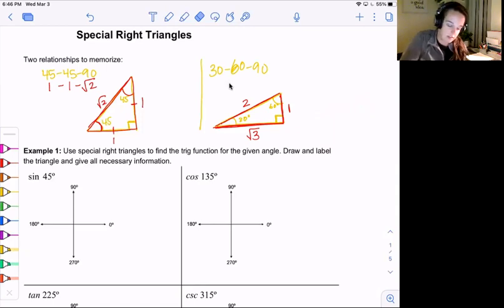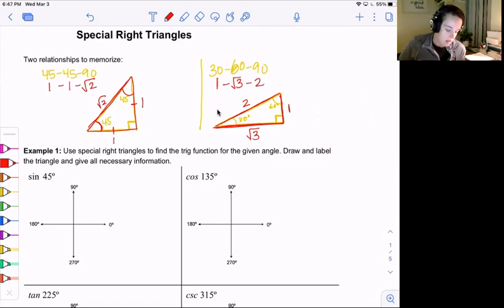Right, so our 30 degrees is going to be opposite of 1. Our 60 degrees is going to be opposite of square root of 3, and our 90 degrees is going to be opposite of the 2. Like that. So these are going to be things that we want to memorize as we're moving through today, but we're going to see how they work using our signs within our unit circle.